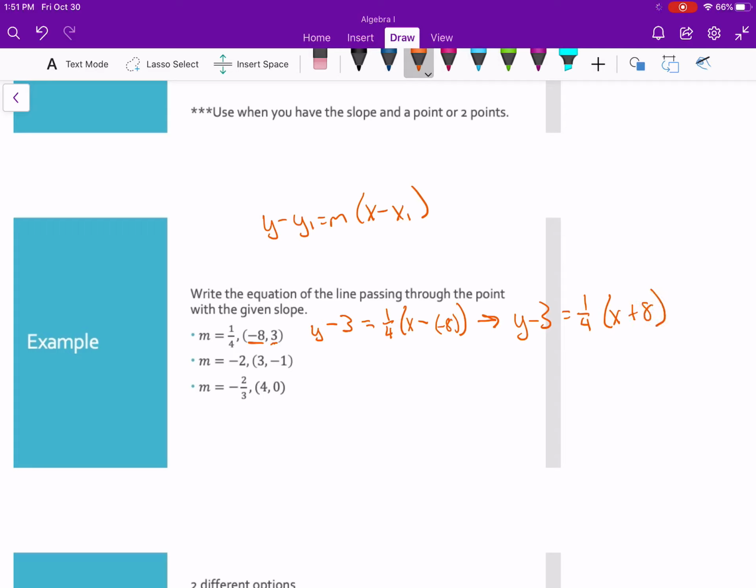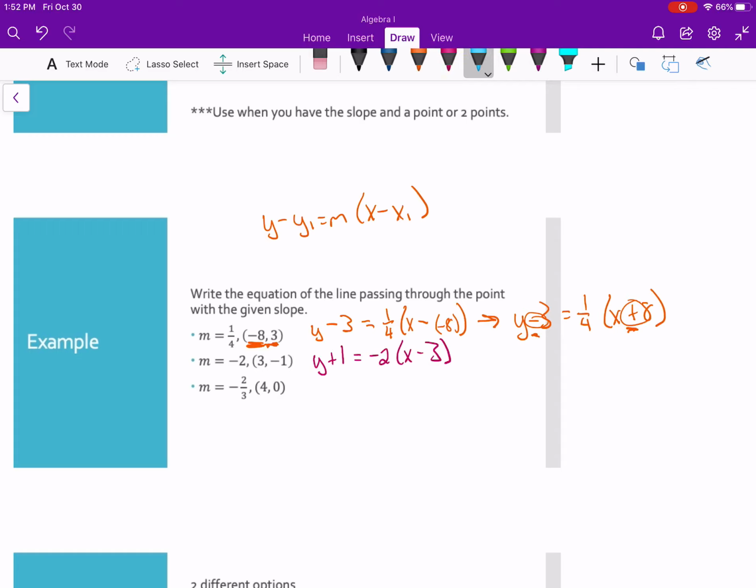Another way to figure out what symbol is going to go here and here, notice that it's always the opposite of what the number is. So this is a negative number, so we did plus 8. This is a positive 3, so we did minus 3. Okay, so it's the opposite. Let's look at the next one. Okay, so y minus -1 becomes plus 1 equals -2 x minus 3, which is our x value.